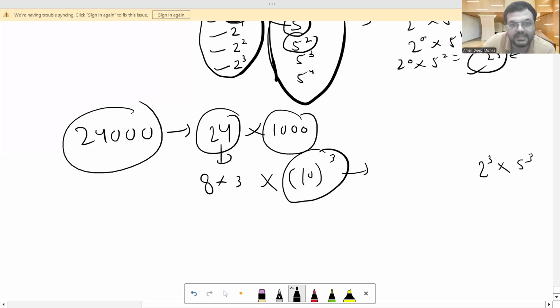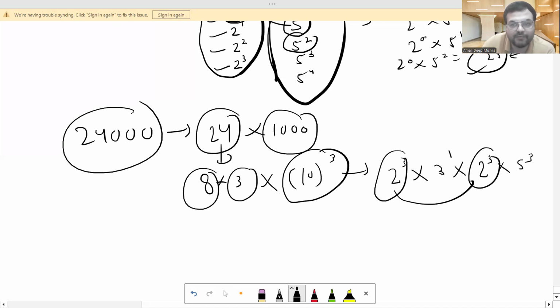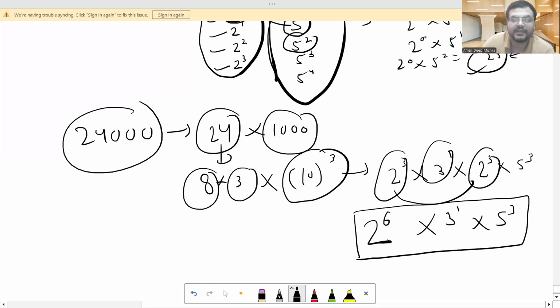Now this 8 is what? This 8 is 2 cube again. And this is 3 power 1. So 2 cube into 3 power 1 into 2 power 3 into 5 power 3. Now this 2 cube and this 2 cube will combine and give you 2 power 6. So it is 2 power 6 into 3 power 1 into 5 power 3. Right?